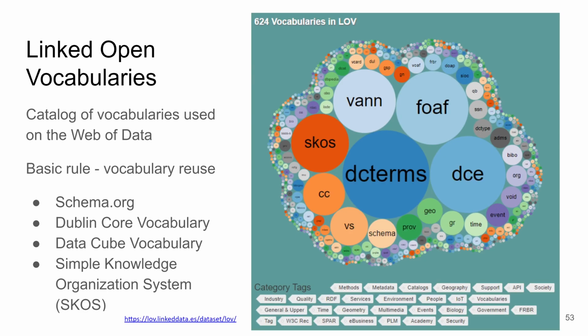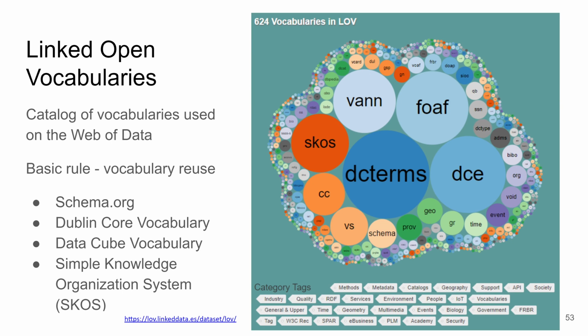Now, you may have a question, where do I find the right vocabulary for my data? And the answer is there is a registry of vocabularies called Linked Open Vocabularies. And in this registry, all vocabularies used on the web of data are registered. So this is where you come when you search for a vocabulary to be used in data.